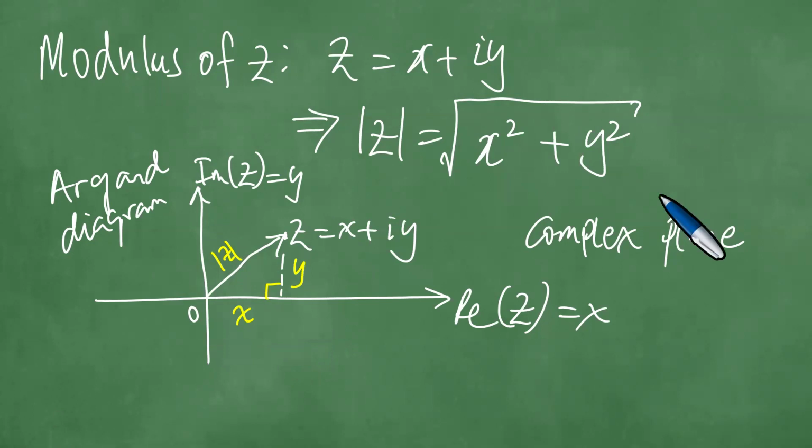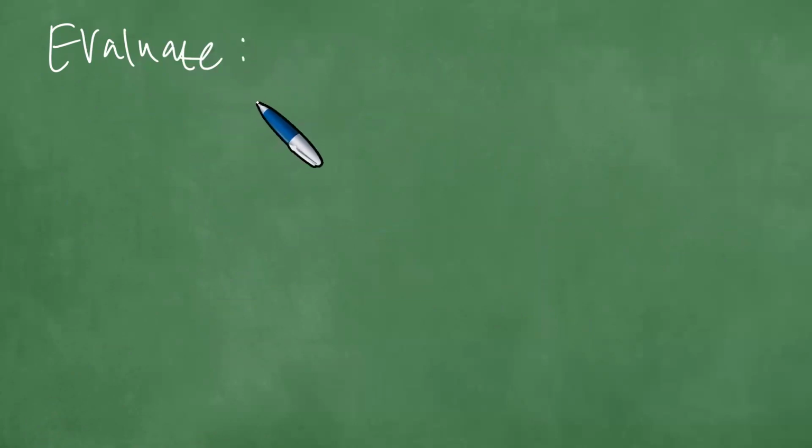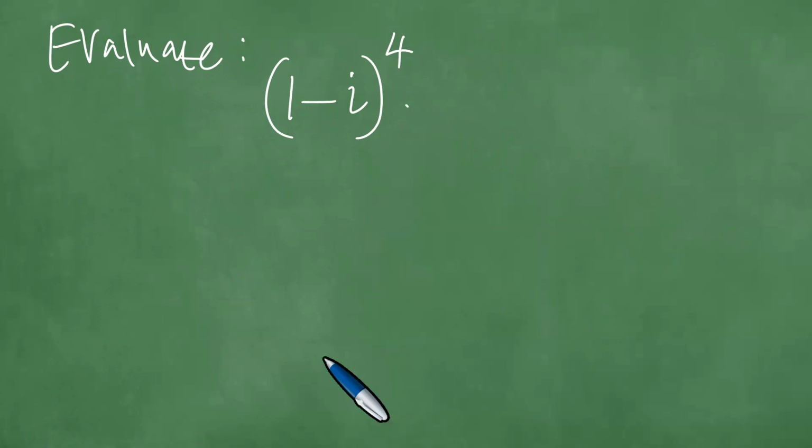Now, there are a couple of things that remain very important to us that we need to take note of, and I want us to pay particular attention to these. For our assessment, we are expected to have knowledge of the following things. Here is one: evaluate 1 minus i to the 4th power. How do we do 1 minus i to the fourth power? For this one we use what we call Pascal's triangle.